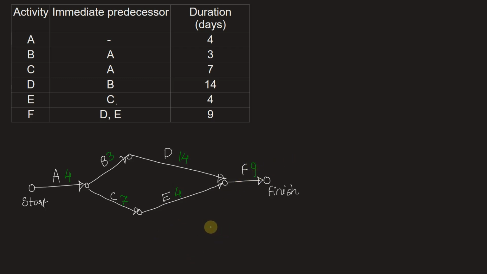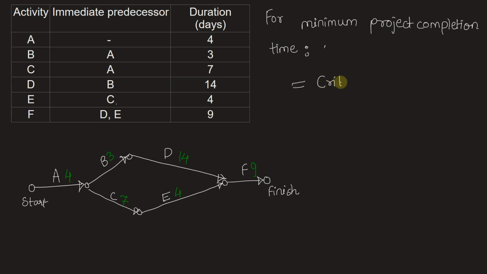Now we are being asked to calculate the minimum project completion time. So the project will get completed when the critical activities in this project are completed. That means the path that has the longest duration should contain all those critical activities, and those activities should get completed. Hence, minimum project completion time is equal to the critical path duration. And critical path duration is calculated just by adding the durations of activities on the critical path.